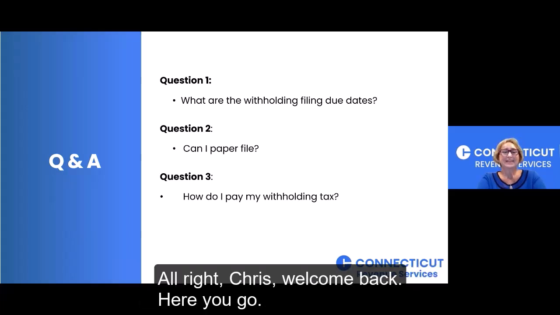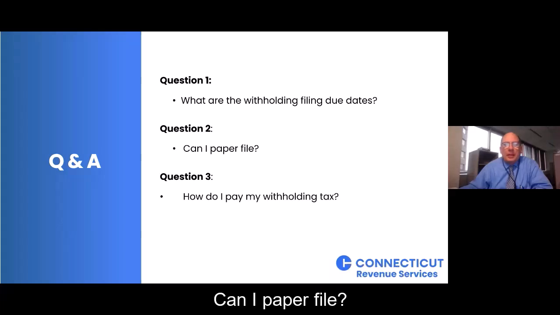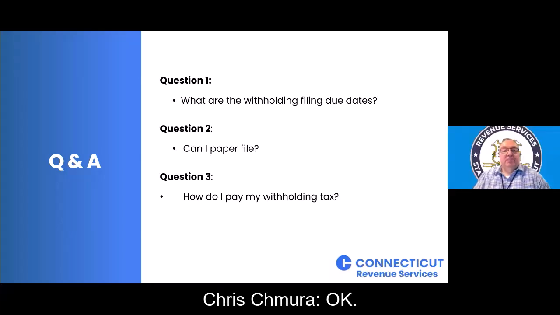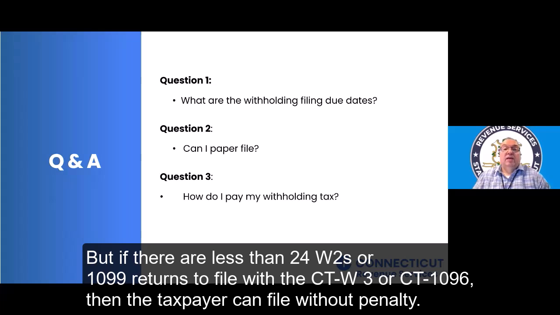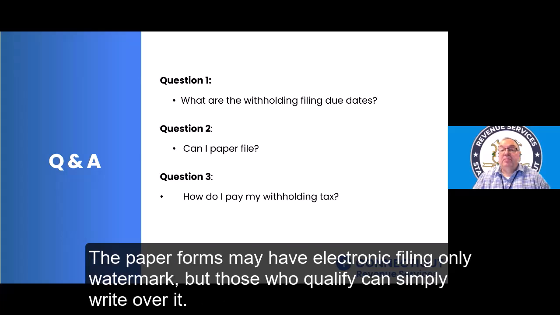All right, very good. All right, Chris, welcome back. Here you go. Can I paper file? Okay. Paper filings for returns are accepted only if an electronic filing waiver has been approved by DRS for most returns. If there are less than 24 W-2 or 1099 returns to file with a CTW3 or CT 1096, then the taxpayer can file without penalty. The paper forms may have an electronic filing only watermark, but those who qualify can simply write over it.